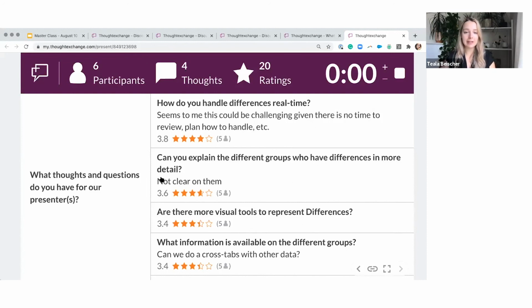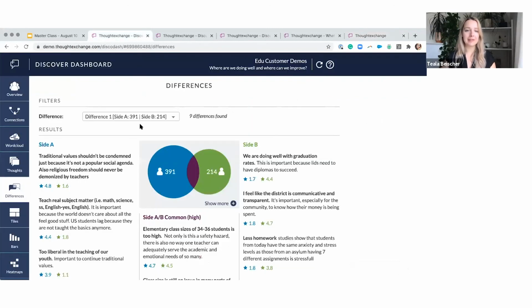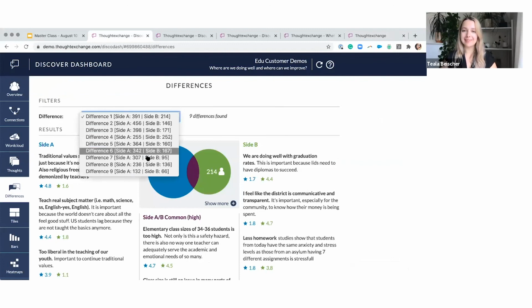Perfect. The next question here is, can you explain the different groups who have differences in more detail? Not clear on them. Absolutely. So let's hop back into the dashboard and talk through those different groups again. Perfect. So up here, we have our groups of differences, essentially. And if you think about how your participants rate thoughts in the exchange, they all see thoughts in a different way, or they see a different set of thoughts because thoughts are shuffled for them.